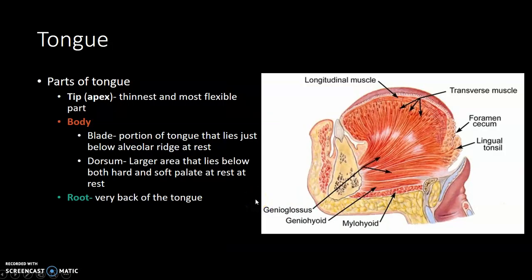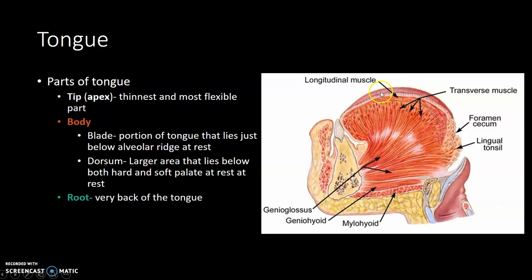We have 3 different parts of the tongue: the tip, the body, and the root. And we talked about this a little bit earlier. The root may also be called the base of the tongue. So the tip of the tongue is the thinnest and most flexible part, right at the front. In our previous video we talked about the frenum. The frenum would attach to the floor of the mouth about right here, and to the apex of the tongue, to keep the apex of the tongue attached to the floor of the mouth so it's not flopping all over the place.